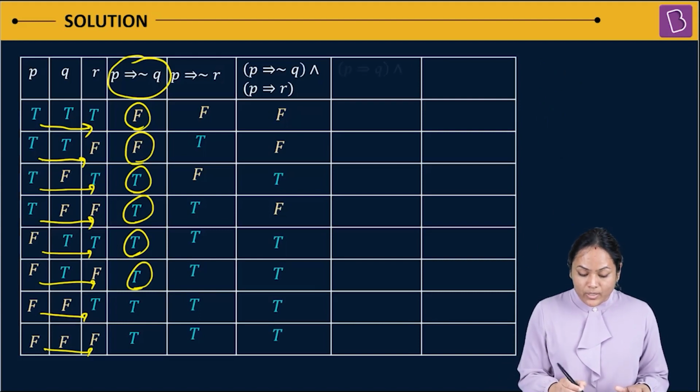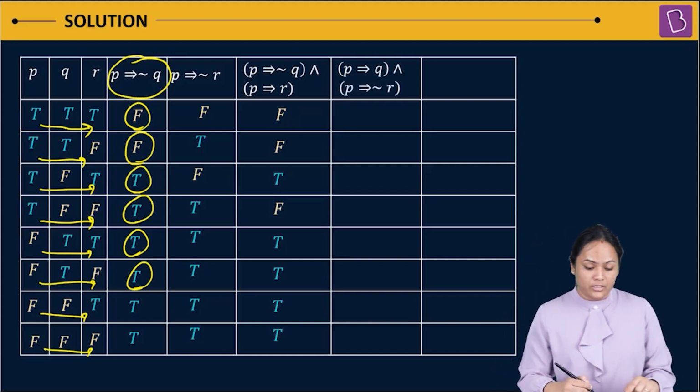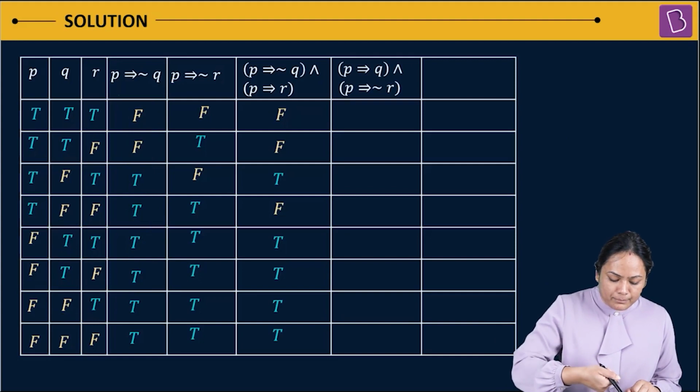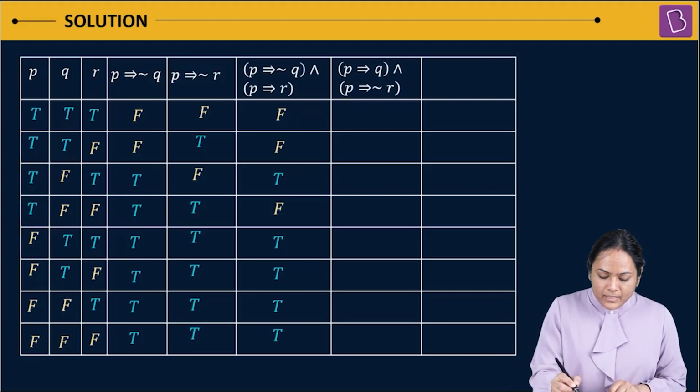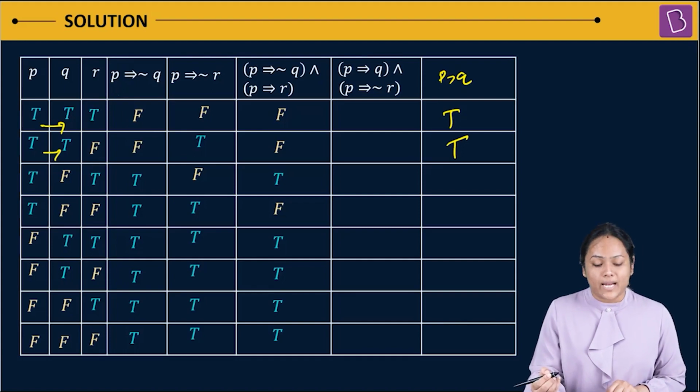Then we have next one as P implies Q and P implies negation R. So quickly writing P implies Q. So my P implies Q is going to give me what? P implies Q will be true implies true, that is true. Again, true implies true, that is true.